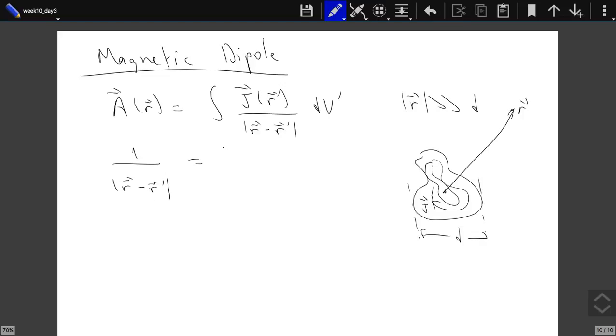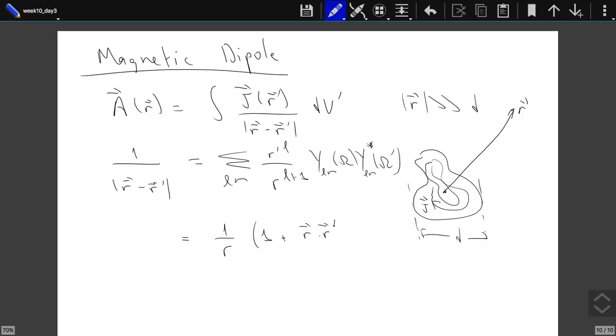Now, in this case, we had seen this expansion, and we saw that this was equal to the sum over l and m of r prime to the l divided by r to the l plus 1, Y_lm of omega, Y_lm of omega prime, one of them being conjugate. Now, we won't be dealing with all these moments, just the dipole. So for the dipole case, it will be enough to take this as 1 over r times 1 plus r dot r prime over r squared.